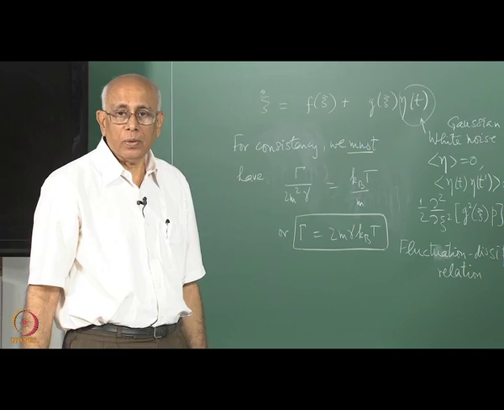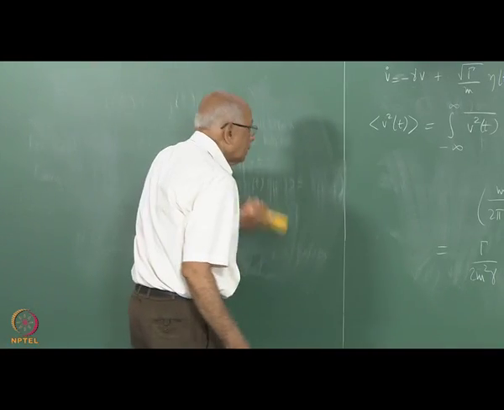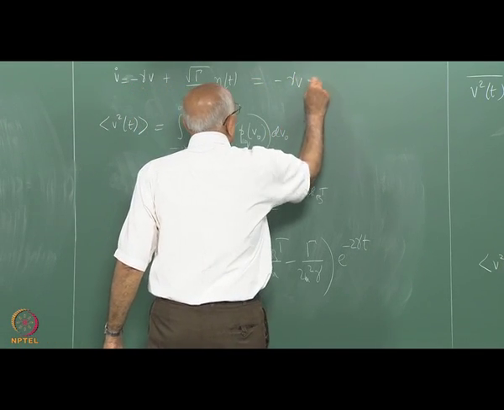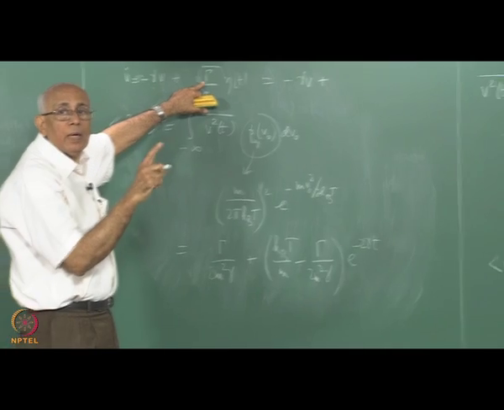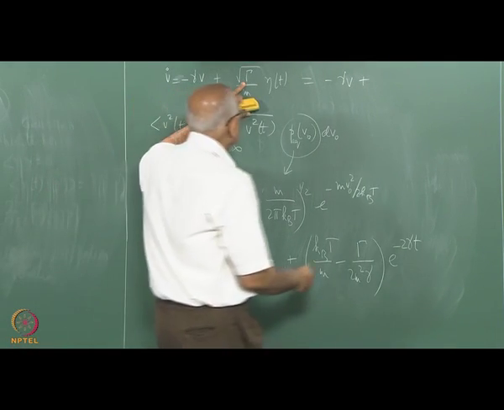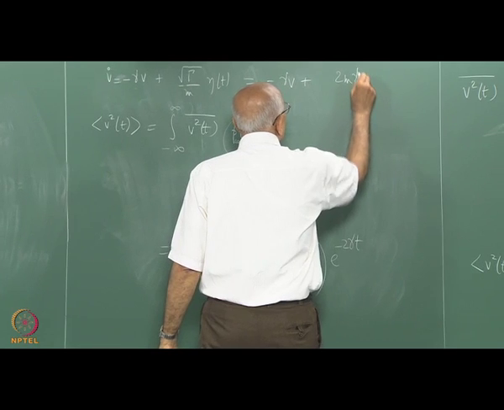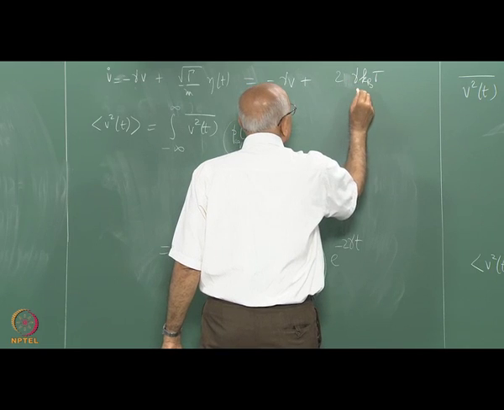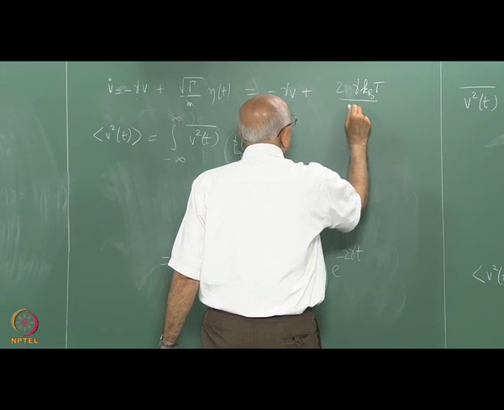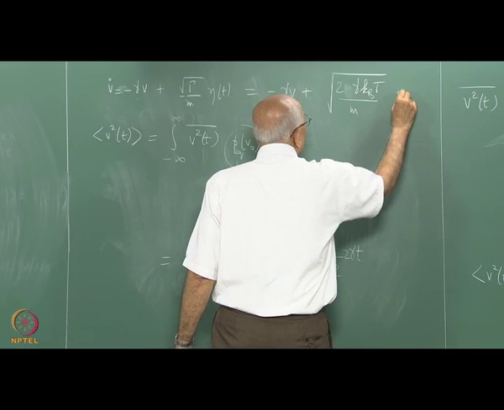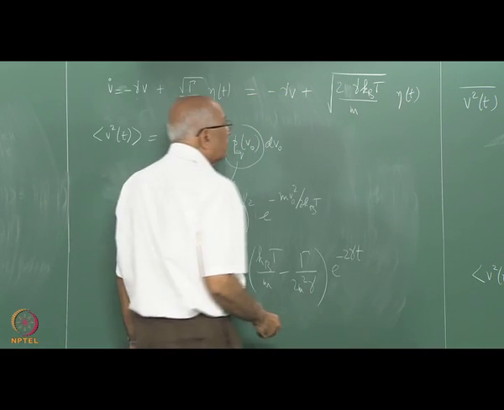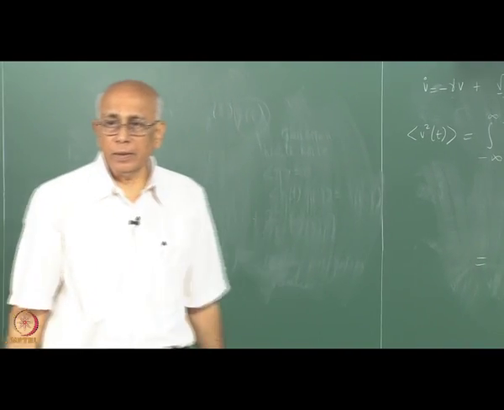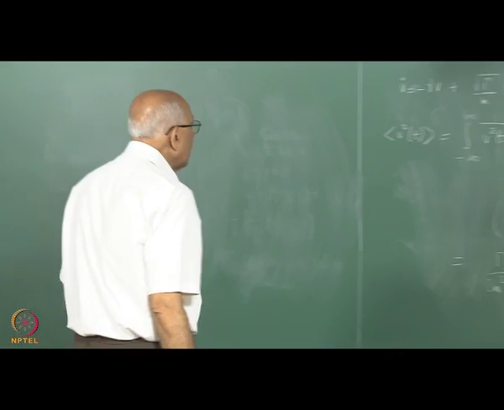but in the meantime we will compute the velocity autocorrelation function. So now that we know what this little gamma is, this is equal to minus gamma v plus this fellow, which is the square root of 2 m gamma kT, all over m. That is the Langevin equation, where we put in this consistency condition. And what does that imply at once?